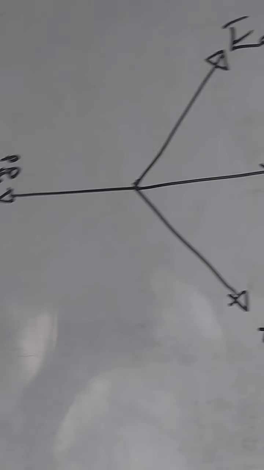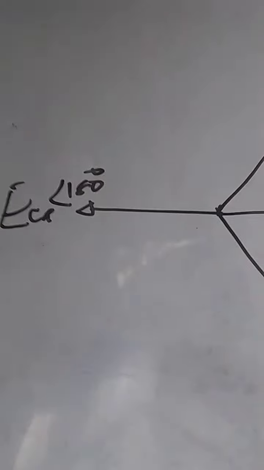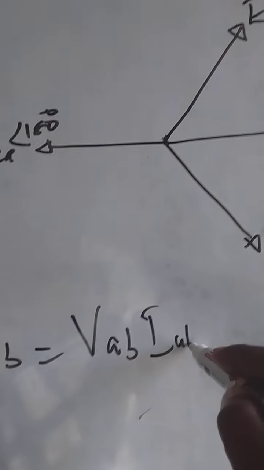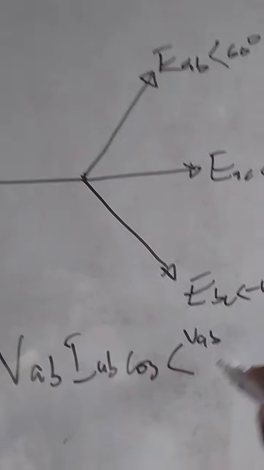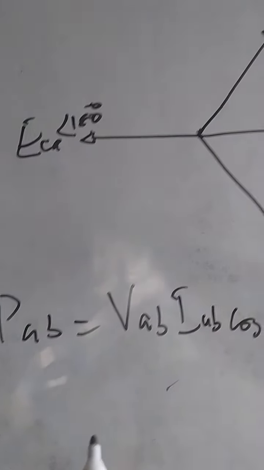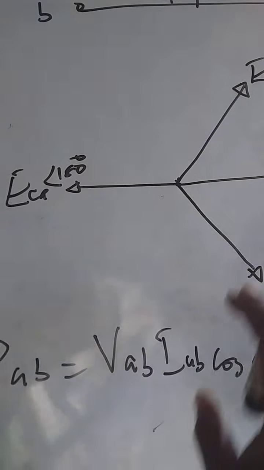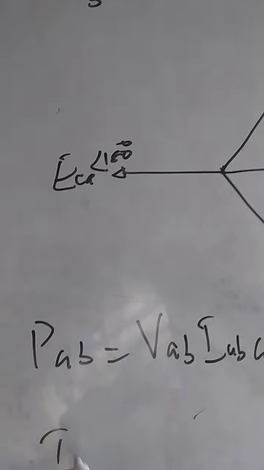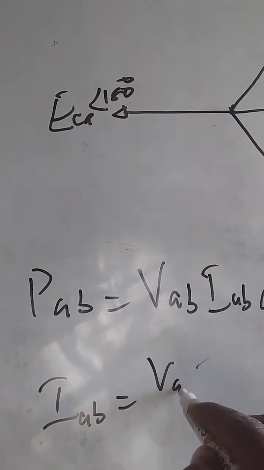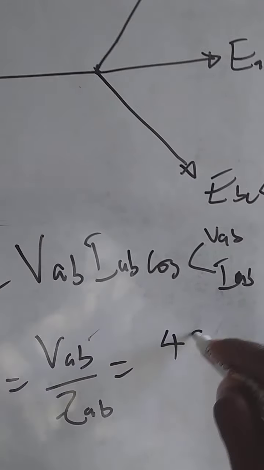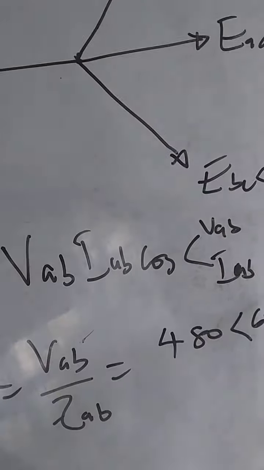Then from there, you can get PAB. PAB is the voltage VAB and current IAB. So the very first thing is to determine IAB. Our VAB is at angle 60. Our IAB will be VAB divided by ZAB. And what is our VAB? The voltage given is 480 volts at angle 60 degrees.